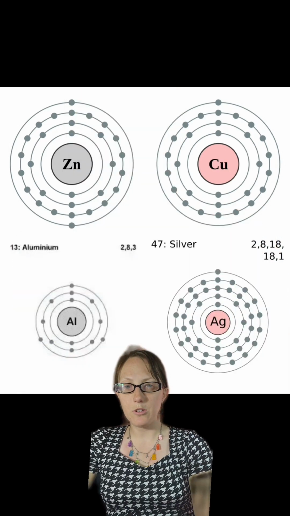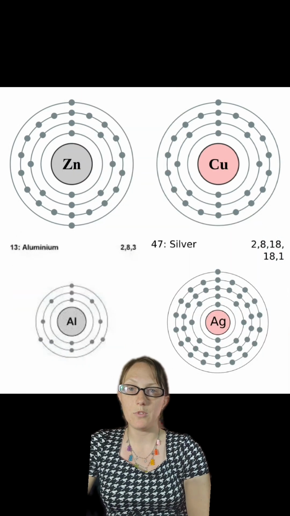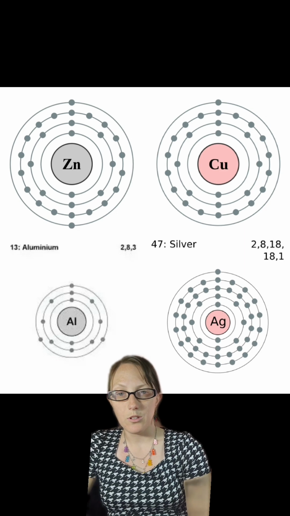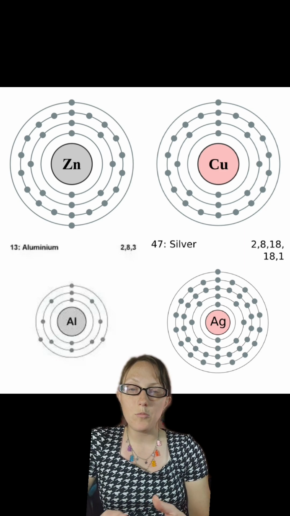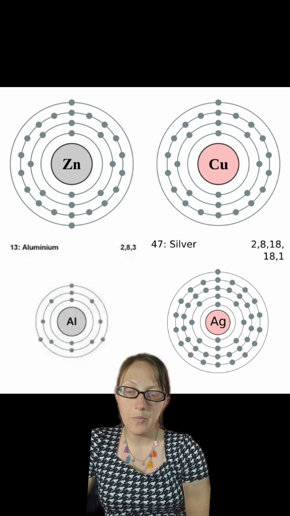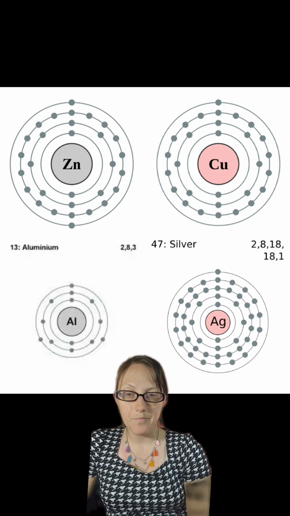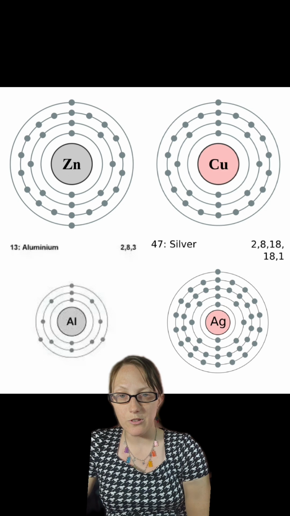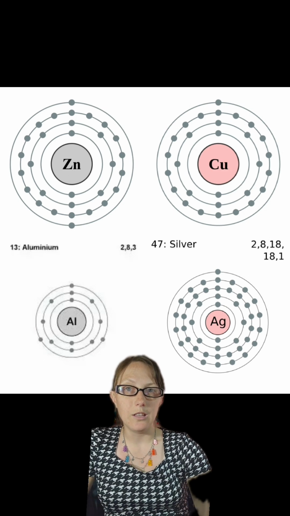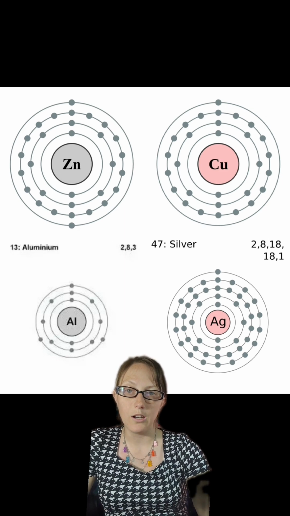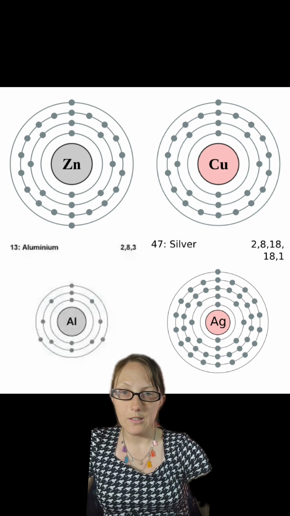Here I've got diagrams of 4 different metals, some common ones: zinc, copper, aluminum, and silver. And you'll notice that they have multiple shells of electrons. Those are each of those different lines. The outermost ones are the ones that are important. Those are our valence electrons. And those valence electrons are what are going to allow the transport of an electrical or thermal current. You'll notice that every one of these has less than 4 valence electrons in their outer shell.